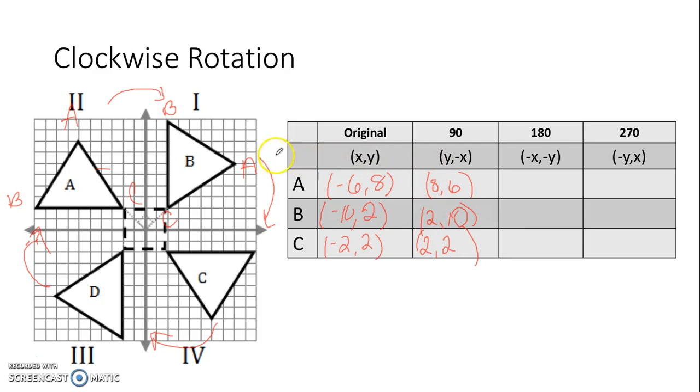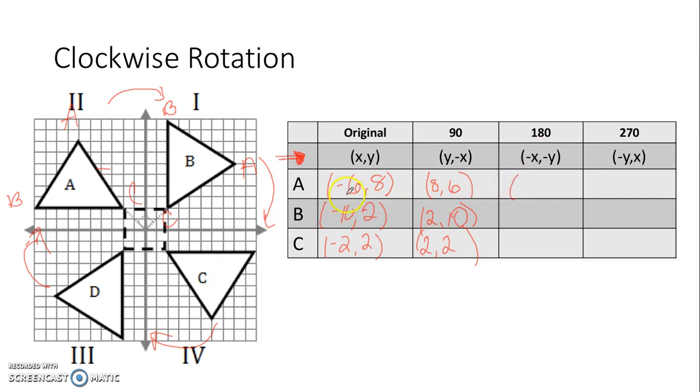Okay, so this column right here is just for those of you who like equations better than you like to think about the drawings. Okay, let's take a look. Now, if we were to rotate shape A 180 degrees, it's going to be shape C. When you rotate A to C, the order of your ordered pair is going to stay the same. The difference is it's going to be both opposite.